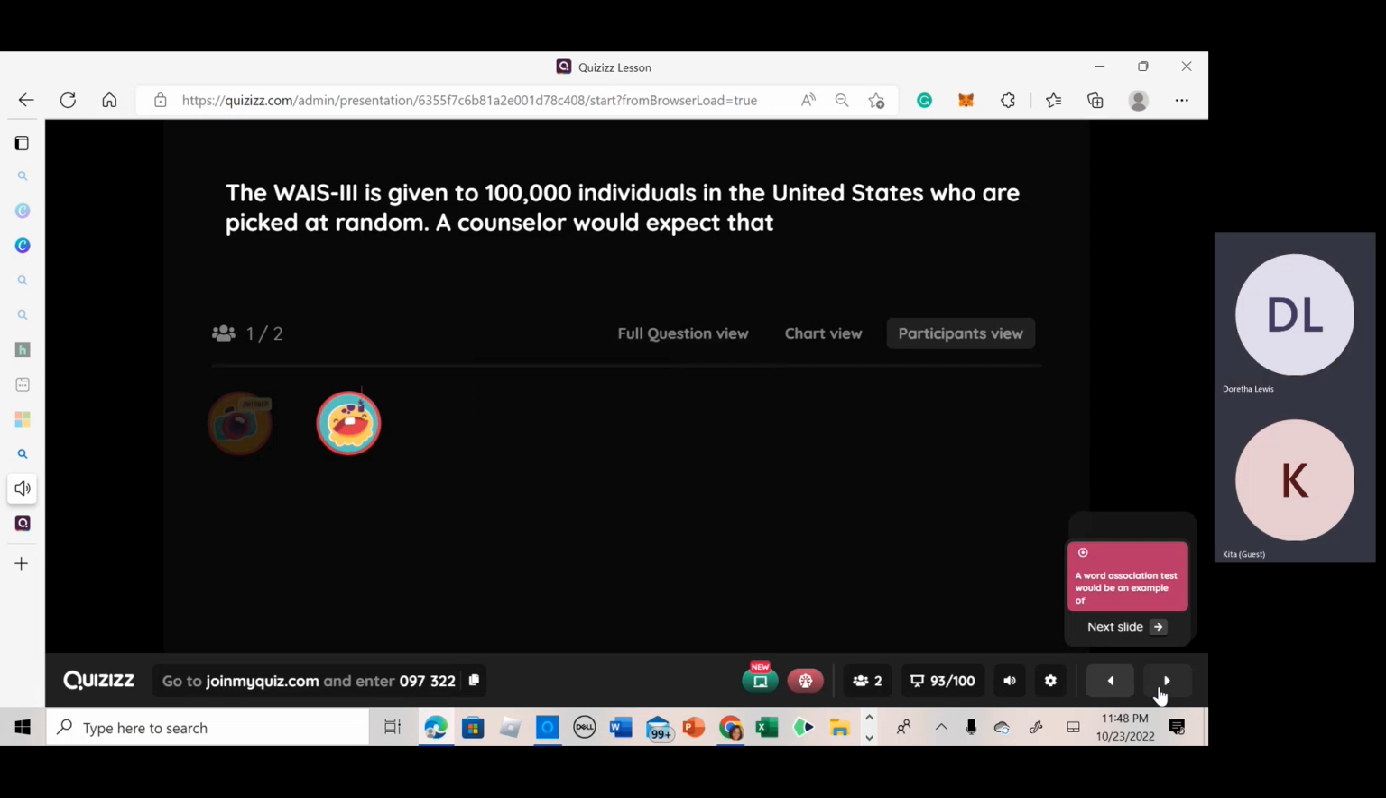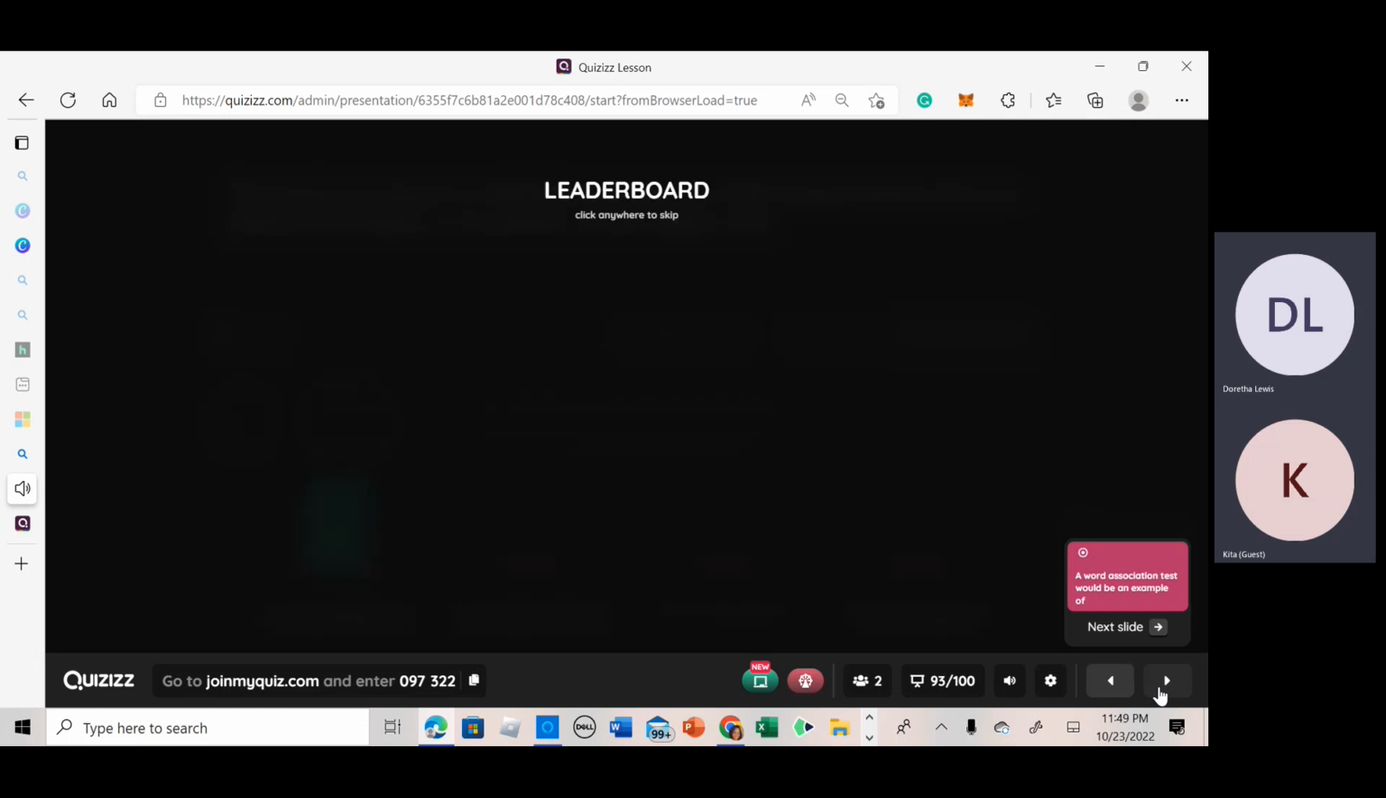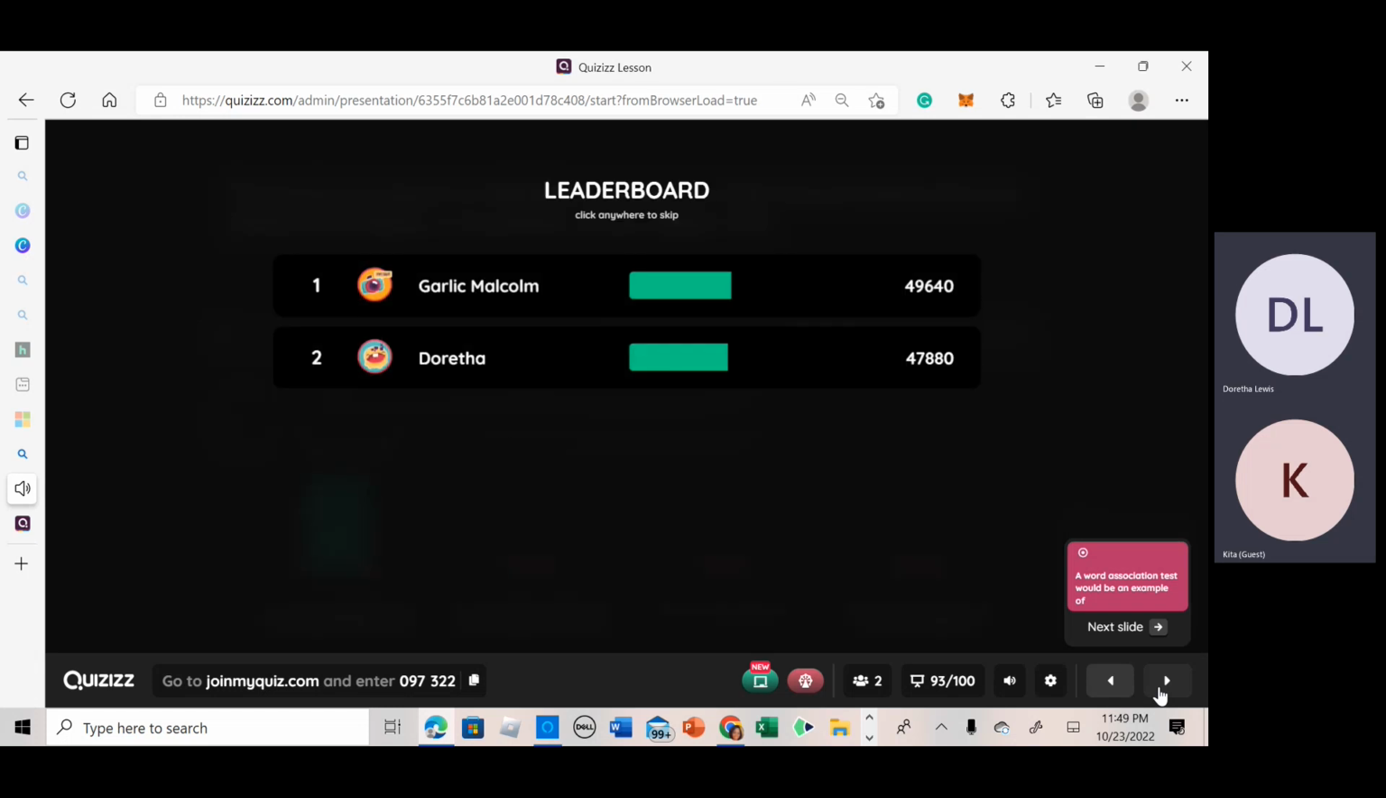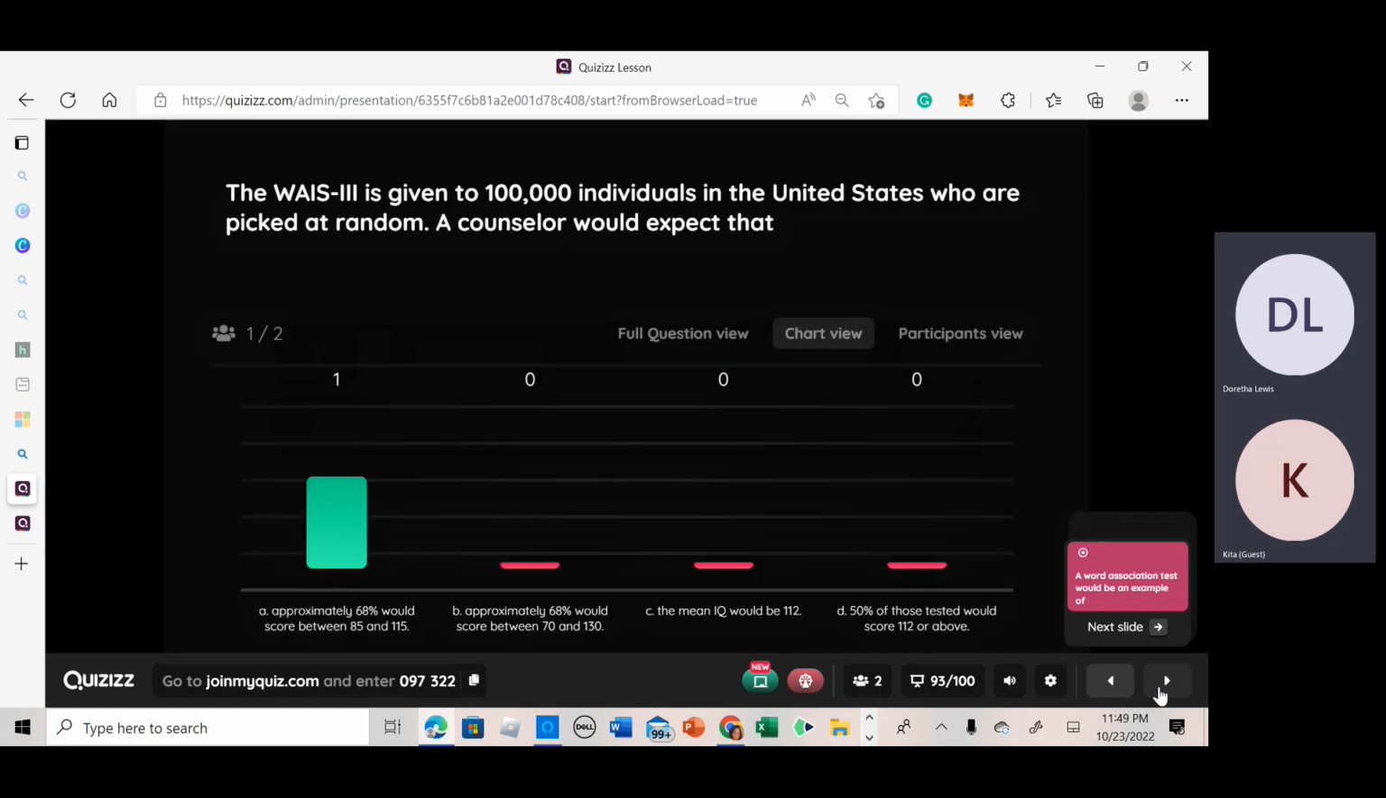The WAIS-3 is given to 100,000 individuals in the United States who are picked at random. A counselor would expect that approximately 68% would score between 85 and 115. Definitely requires some math.